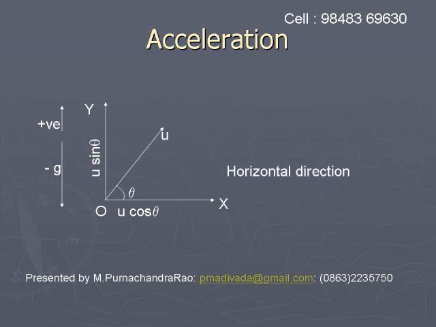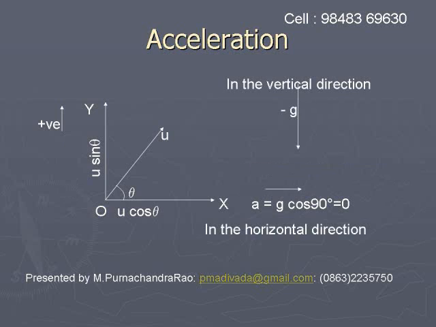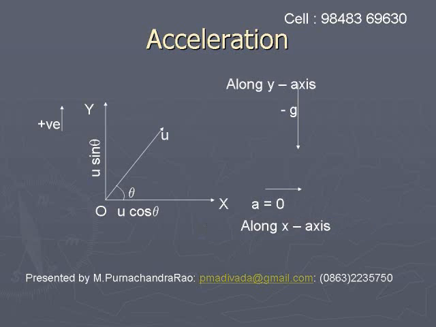Acceleration of the projectile in the vertical direction will be taken as minus g since we take upward direction as positive. The component of this acceleration in the horizontal direction is 0. The component in the horizontal direction is g cos 90, but cos 90 is 0. Hence, the component of acceleration due to gravity along the x-axis direction is 0. So, while studying the projectile motion, we take minus g as acceleration in the vertical direction and 0 in the horizontal direction. Along y-axis, it is minus g. Along x-axis, it is 0.